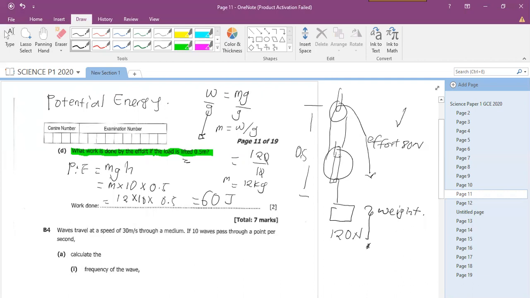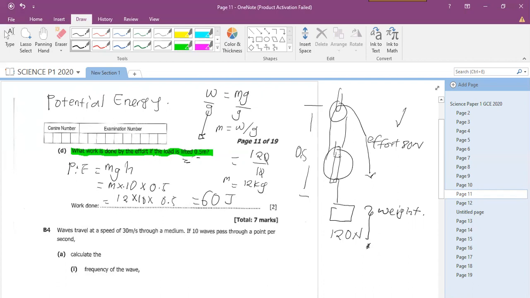To calculate potential energy, we have to know the mass of the object, the gravity, and the height. We do have two of these variables. Gravity here on Earth is fixed, and for easy calculation we just take it as 10. We've been given the height here as 0.5. So all we have to do is find the mass.